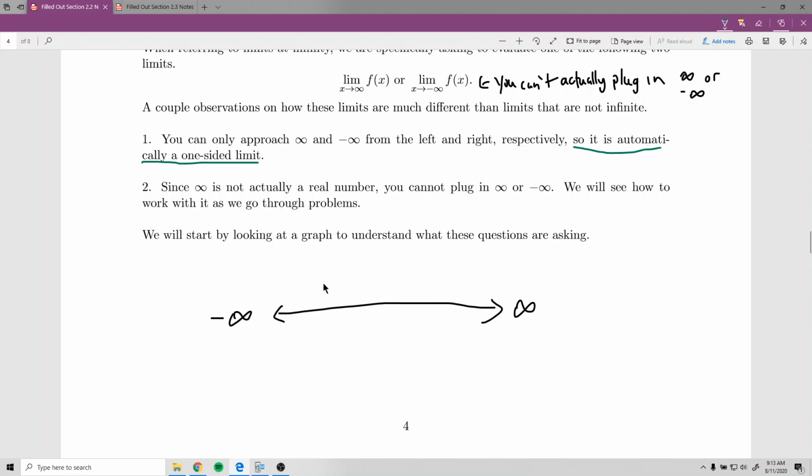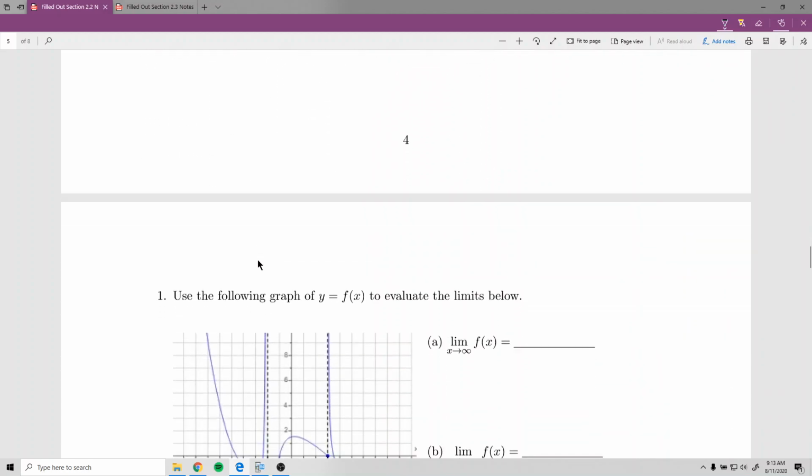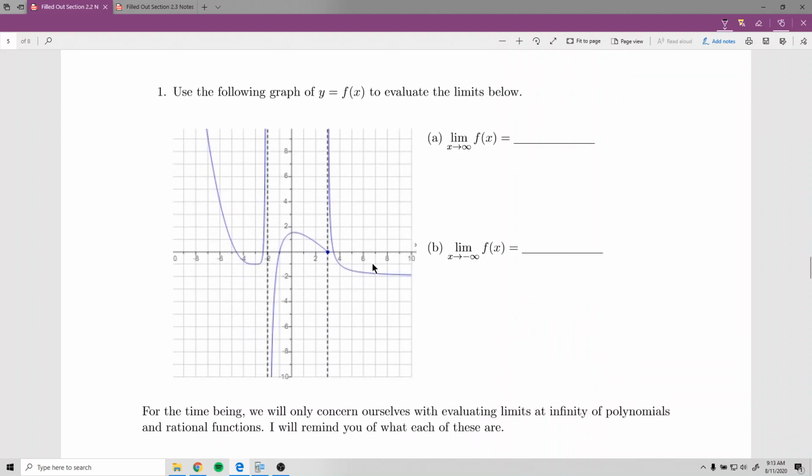We don't have to check one-sided limits for limits at infinity because it's already doing it for us. Already one-sided. And then the second point is what I already said. You can't actually plug in numbers as infinity or negative infinity because they're not real numbers. We'll see how to deal with that. But first we'll look at the graph just to understand what it's asking.